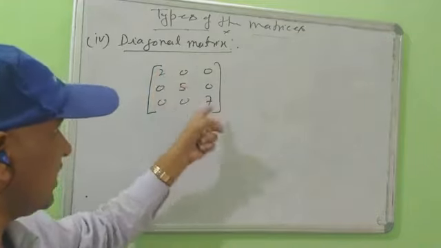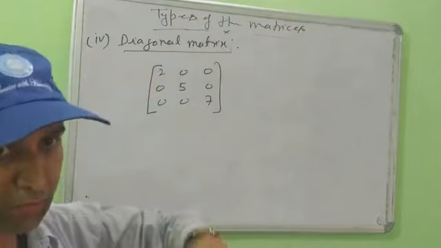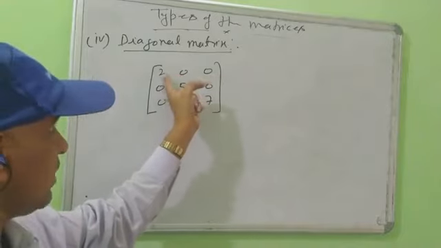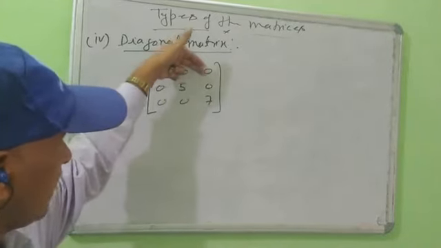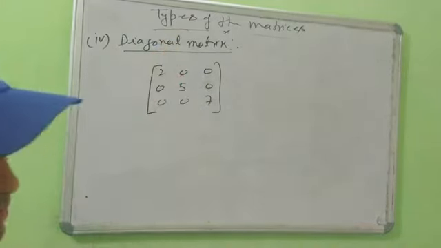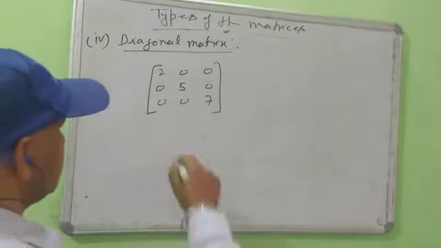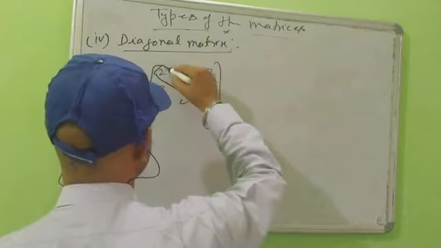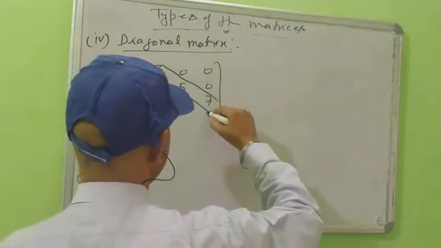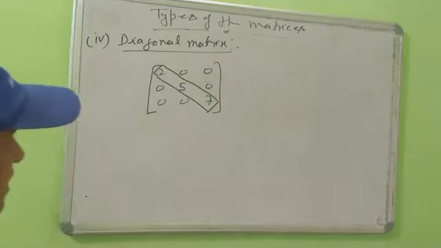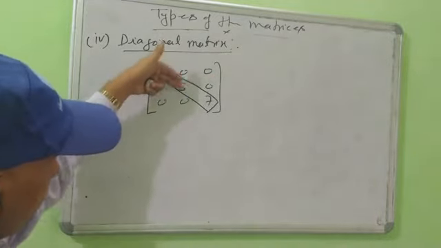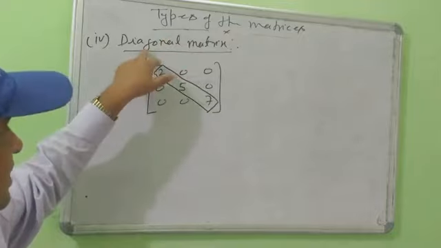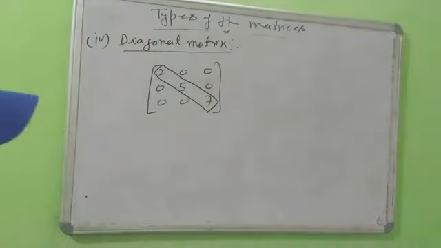Listen again: all non-diagonal elements are 0, meaning the upper side of the diagonal and the lower side of the diagonal will be 0. The diagonal elements are called the principal diagonal elements. So above the diagonal and below the diagonal, the elements are 0. Then you can say this type of matrix is called a diagonal matrix.